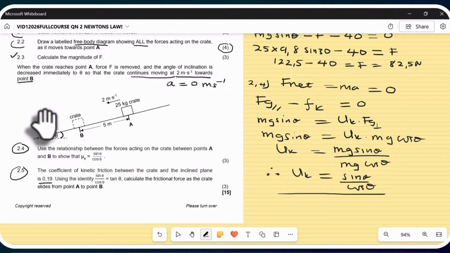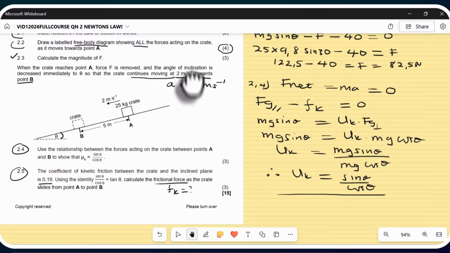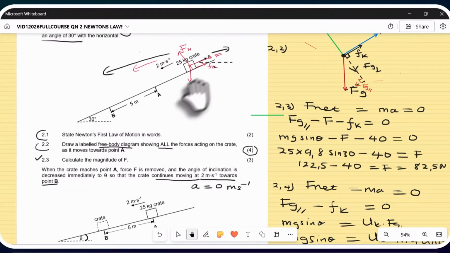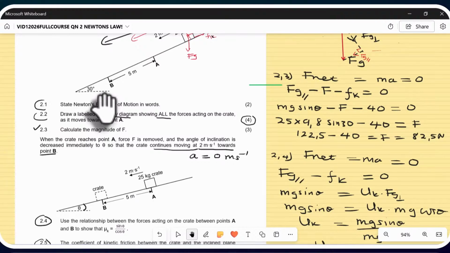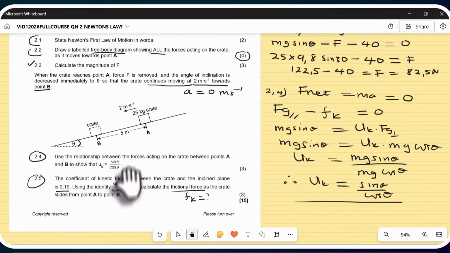Note that initially our crate's incline was 30 degrees, but when the crate reached point A, the force was removed, and then the inclination was decreased from 30 to angle theta. That's what they said here. Now, when they decreased it, the crate continued to move at the same speed, because the force F was removed, which was opposing motion.